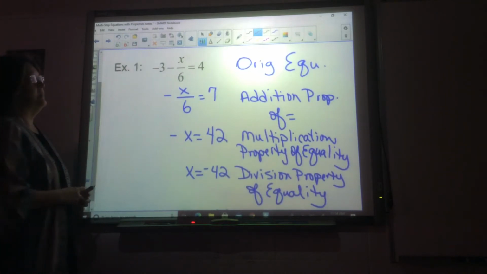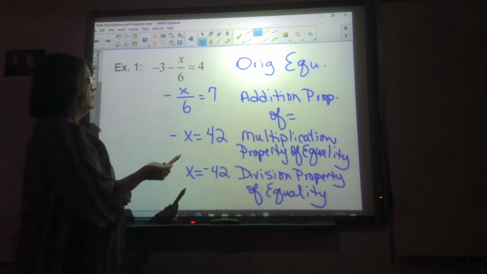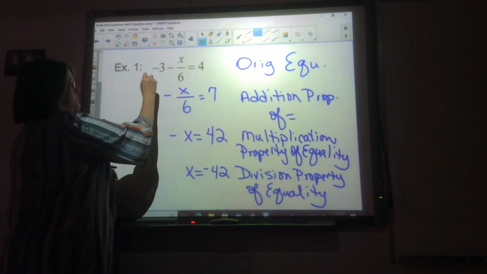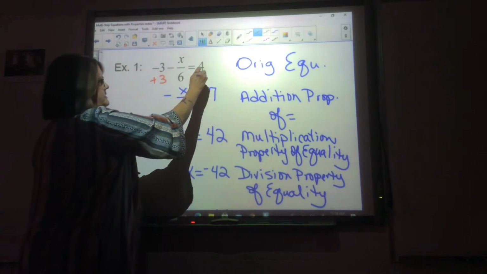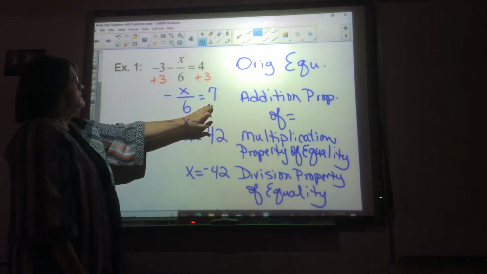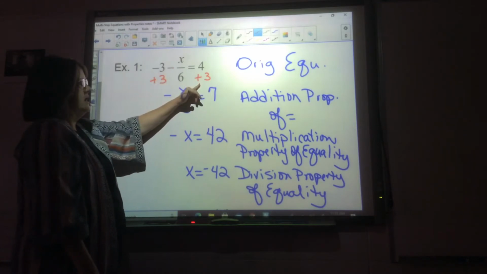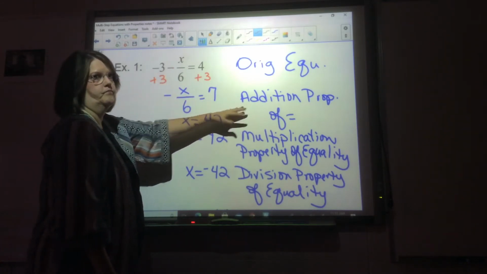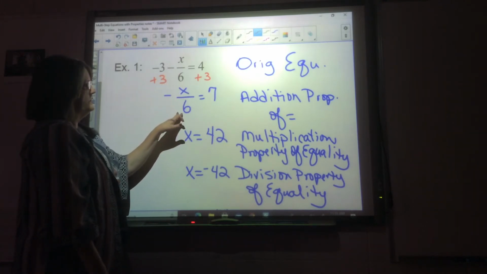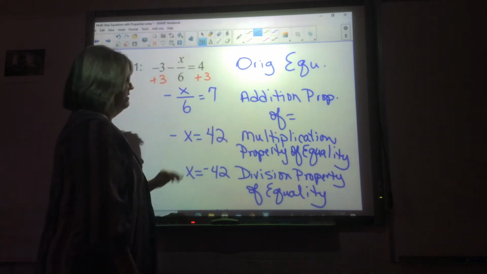All right, here is example number 1. In order, you start with your original equation. The first step is you add 3 to both sides. The answer you get from that is 7. So I added 3 to both sides, and I write down what I did at the result. So when I combine all that, I get negative x over 6 equals 7. That's the addition property of equality.